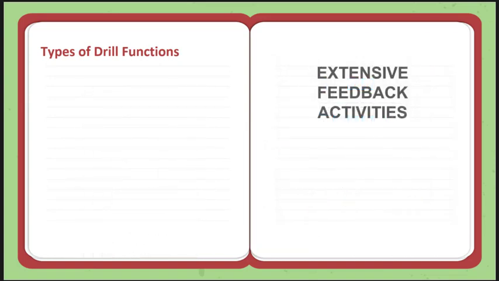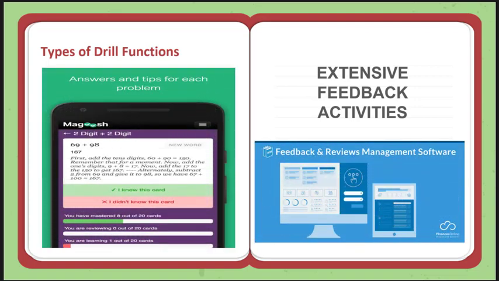The last type of drill functions, we have the extended feedback activities. In these drills, students get more than just correct or incorrect feedback. Some programs give detailed feedback on why the students got a problem wrong. With these drills, students may get more than just a right or wrong response from the software. The software is designed to give detailed feedback to the students, instructing them why they got the problem wrong.